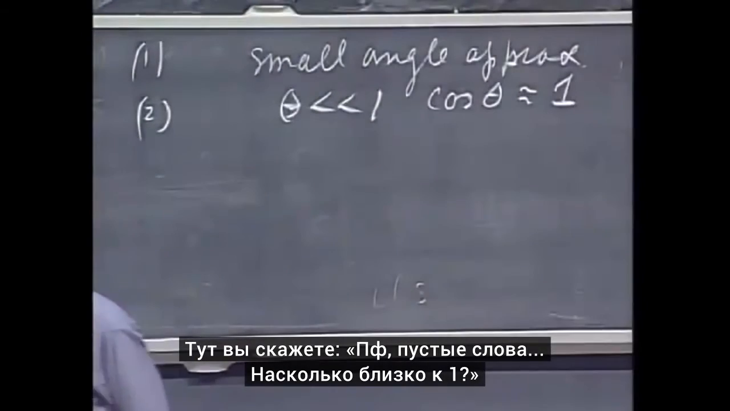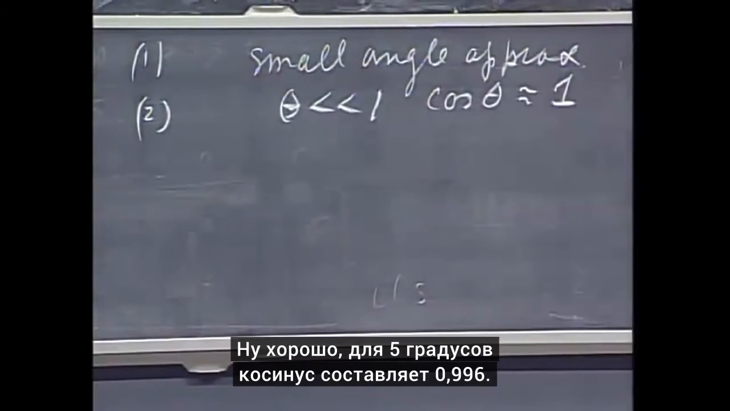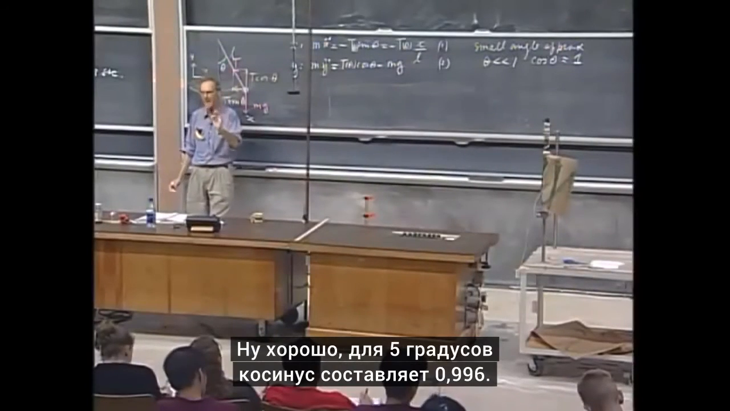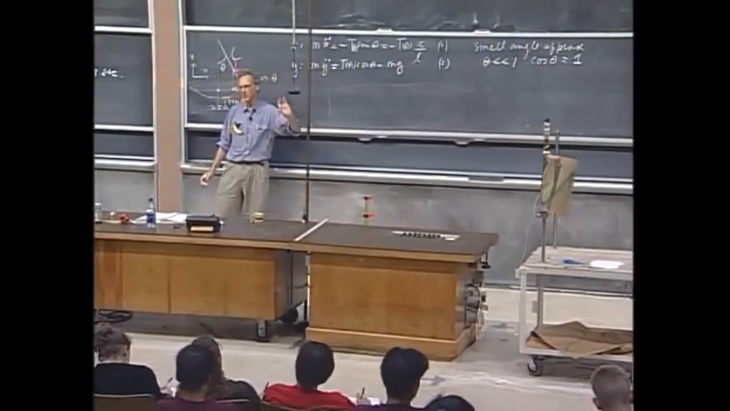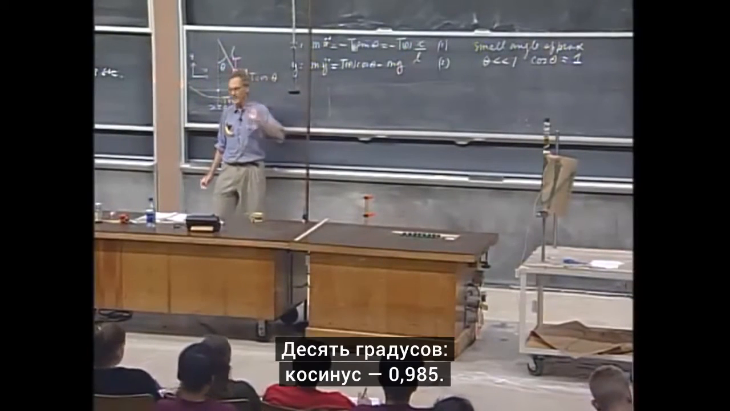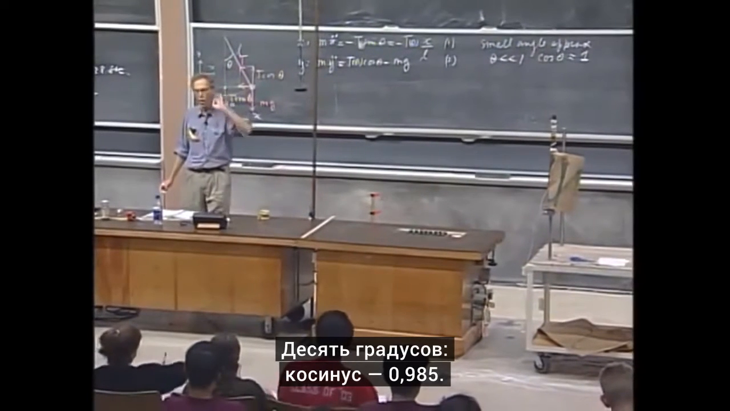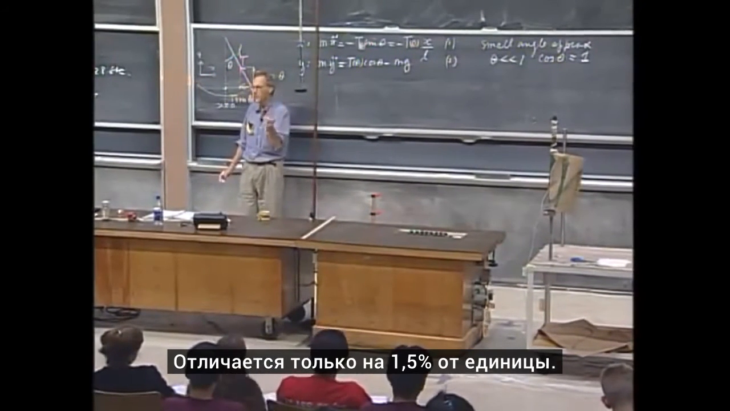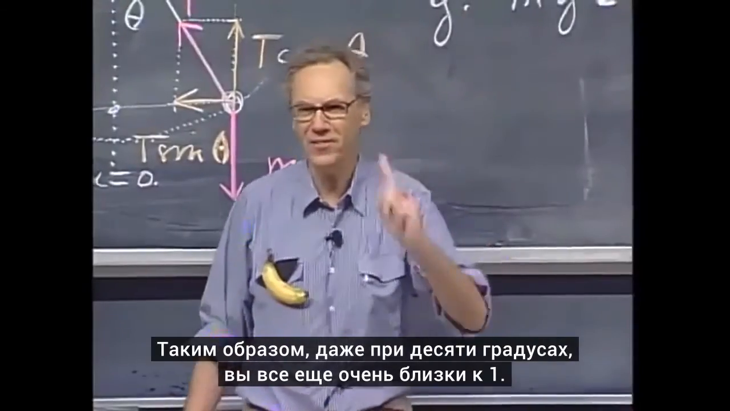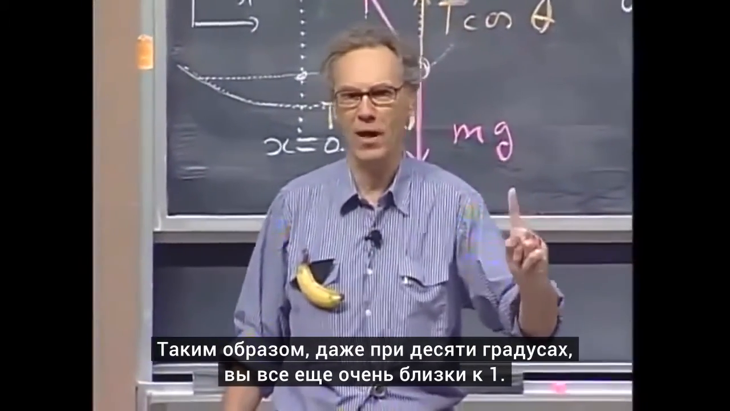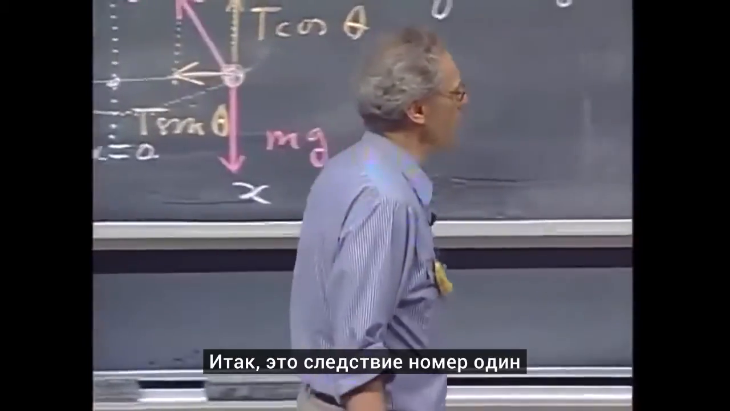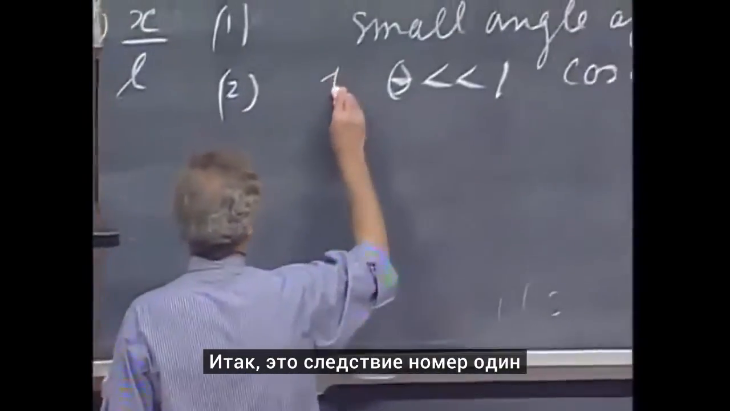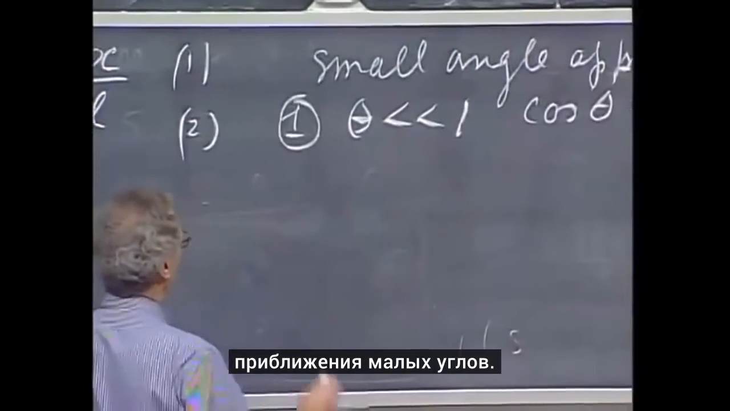You will say, well, how close to 1? Okay, 5 degrees. The cosine is 0.996. That's close to 1. 10 degrees. The cosine is 0.985. That's only 1.5% different from 1. So even at 10 degrees, you're doing extremely well. So this is consequence number 1 of the small angle approximation.